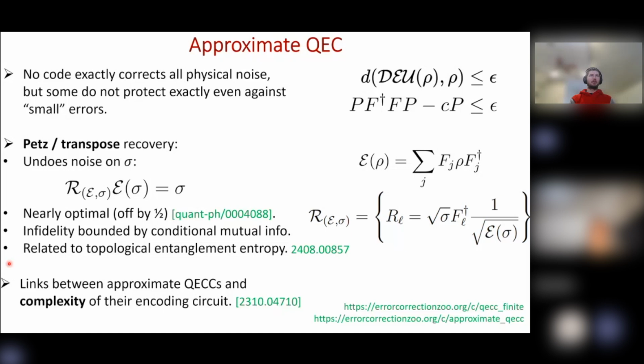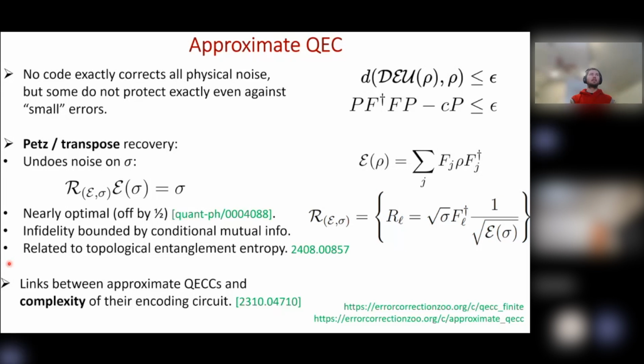I guess I want to mention another relatively recent paper which studied, maybe this should have been in the encoding slide, relations between the error correcting power of a code, including approximate codes, and the complexity of their encoding circuit. So the complexity is basically related to the overhead you need to implement the circuit, namely the depth of the circuit, which gates you use, the locality structure, etc.